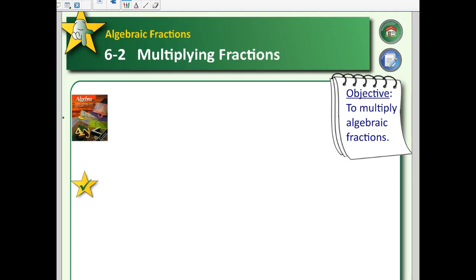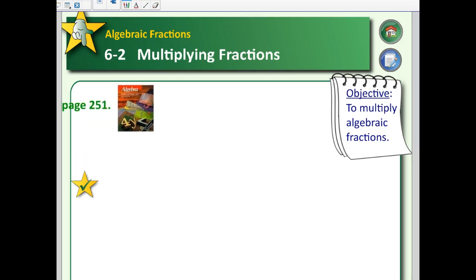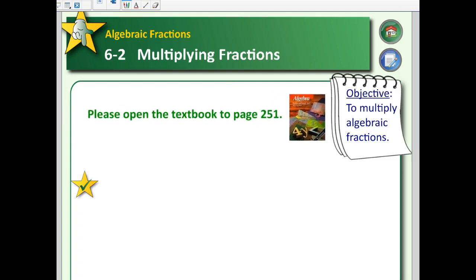All right, class, section 6.2, we're still involved with algebraic fractions, but today we're going to look at how to multiply fractions. And again, it boils down to those rules we learned back in elementary school. And we're going to see for multiplication, if I have A over B times C over D, we usually just multiply the numerators and then multiply the denominators. Okay, pretty easy.